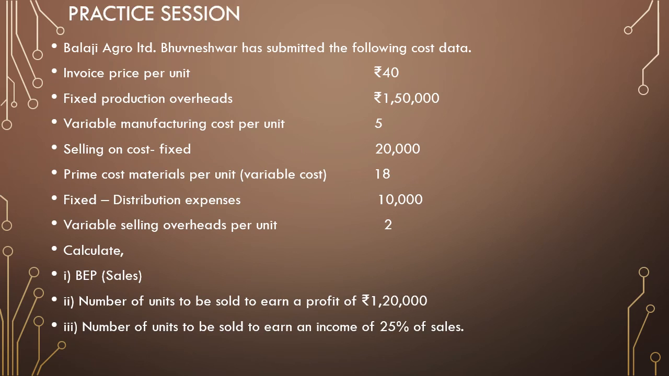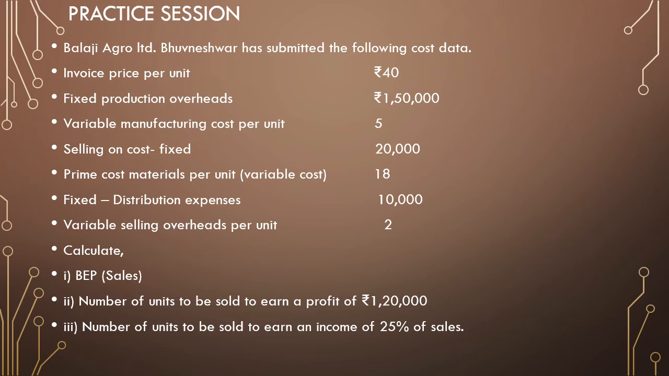So this example is for practice. Balaji Agro Limited, Bhubaneswar has submitted the following cost data. Invoice price per unit rupees 40. Invoice price, that means your selling price. Fixed production overheads rupees 1,50,000. It is your fixed cost. Variable manufacturing cost per unit rupees 5. It is your variable cost per unit.